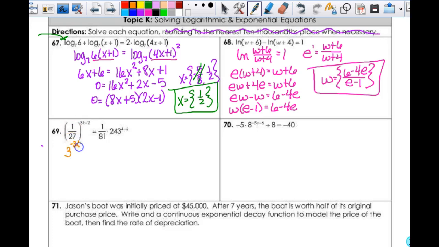So negative 3 times 3k minus 2 equals, then my base is 3 here. So to get to 81, 3 times 3 is 9, times 3 is 27, times 3 is 81. So that's 3 to the negative 4th times 3. And then 3 times 3 is 9, times 3 is 27, times 3 is 81, times 3 is 243. So that's going to be 3 to the 5th power times 4 minus k.